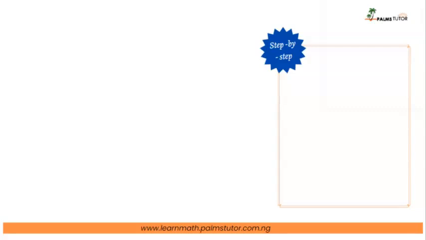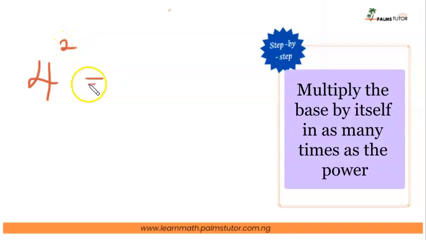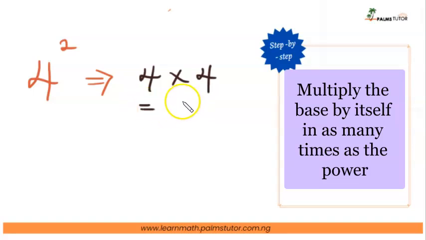So quickly, I'm going to teach you how to expand exponents. For example, we have 4 to the power of 2. What does this mean? This means this base should be multiplied twice. That's what it means. So we're going to have 4 times 4. That's the meaning of 4 to the power of 2. And that should give you what? 16.